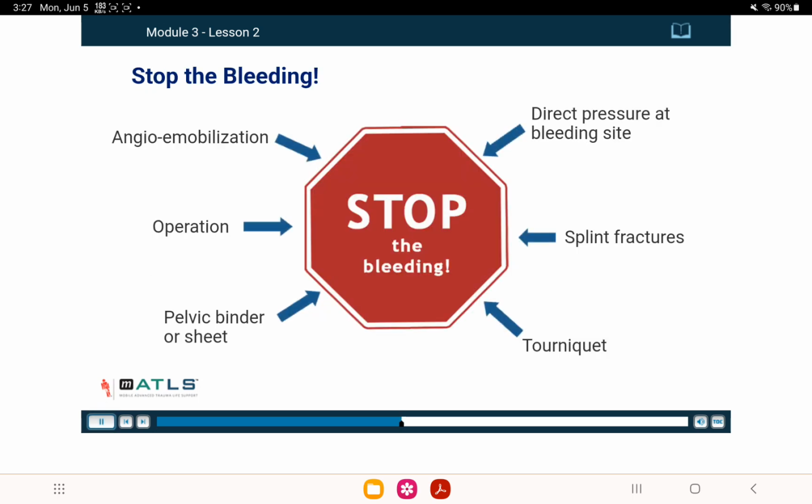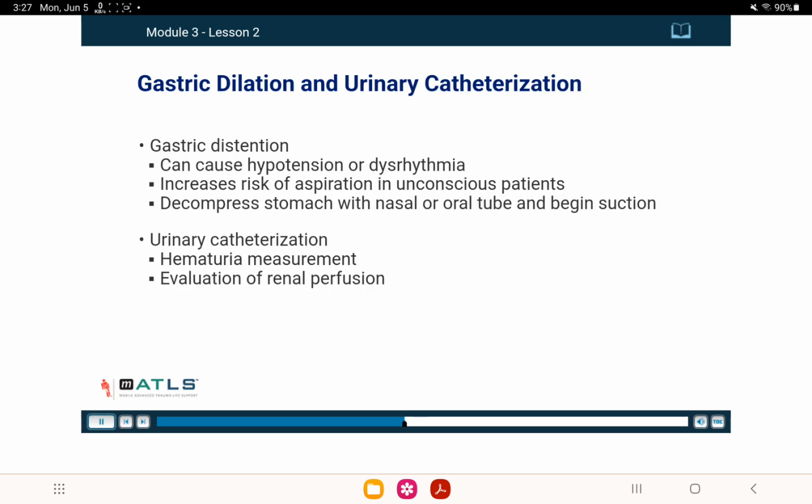Remember, the primary focus of treatment is to promptly identify and stop bleeding. Review the various methods of stopping hemorrhage. Gastric dilation often occurs in trauma patients and can cause unexplained hypotension or cardiac dysrhythmia. In unconscious patients, gastric distension increases the risk of aspiration of gastric contents, a potentially fatal complication. Consider decompressing the stomach and applying suction.